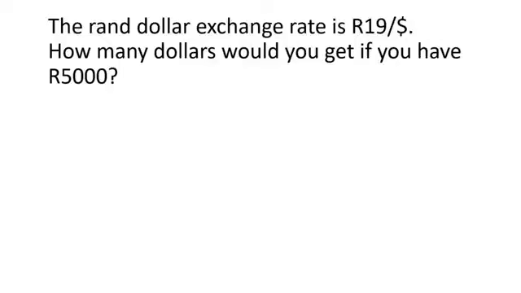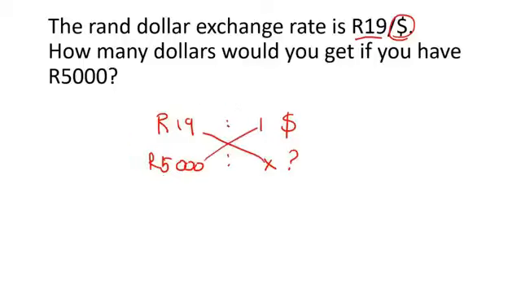The rand dollar exchange is currently 19 rand for $1. How many dollars would you get if you have 5,000 rand? Okay, so 19 rand is going to give you $1. Now, if you have 5,000 rand, we need to figure out how many dollars. Whenever you have a situation like this, just multiply those two and multiply those two. So 19x equals 5,000.